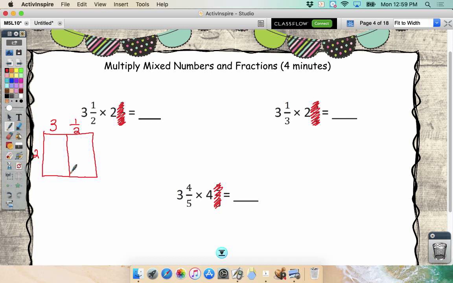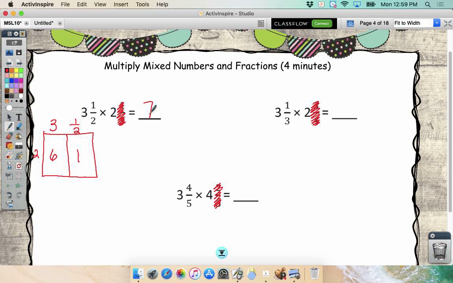Now remind me how to use an area model. There's one of you that remembers? We use these when we were doing multiplication. So what do I multiply here? 2 times 3. Okay. And 2 times 1/2. So what's 2 times 1/2? 1. So the answer to this would be 7.